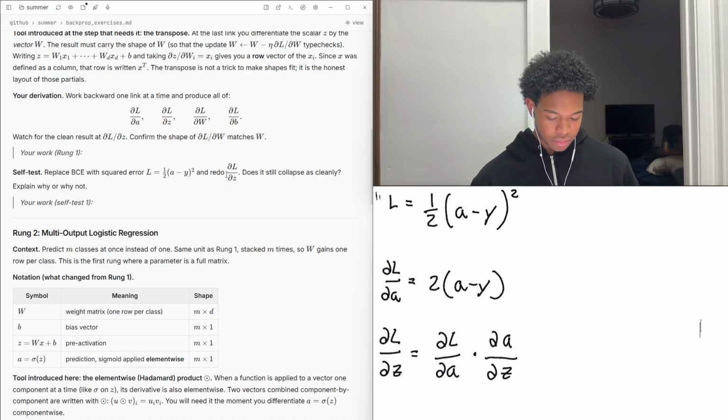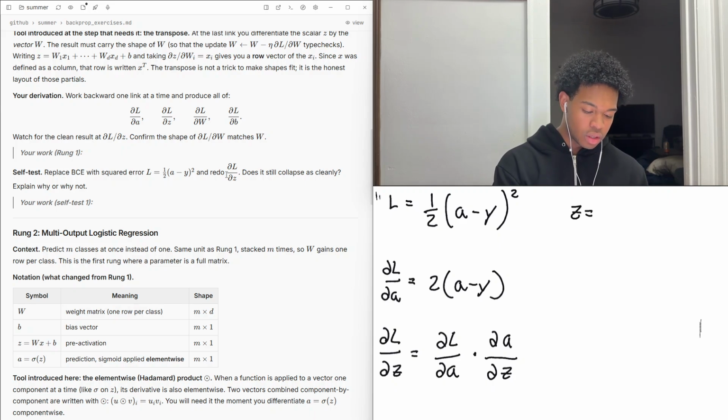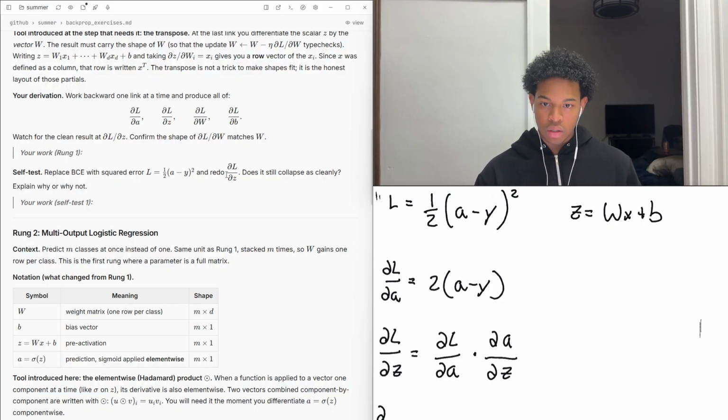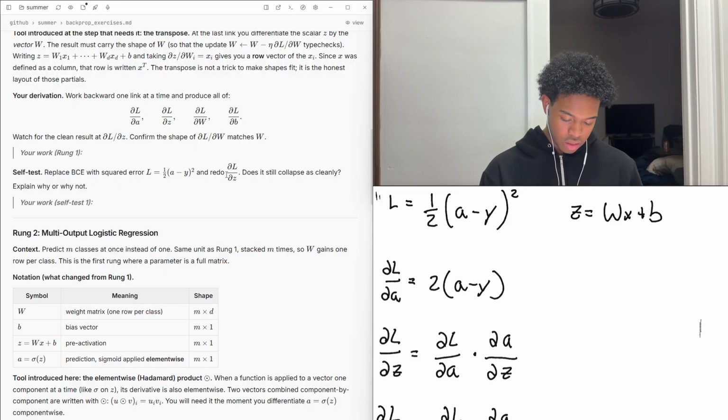Let's see. That's with respect to Z, okay, and then with respect to W. So Z equals WX plus B. So the partial of L with respect to W equals partial L with respect to A times partial A with respect to Z times partial Z with respect to W.